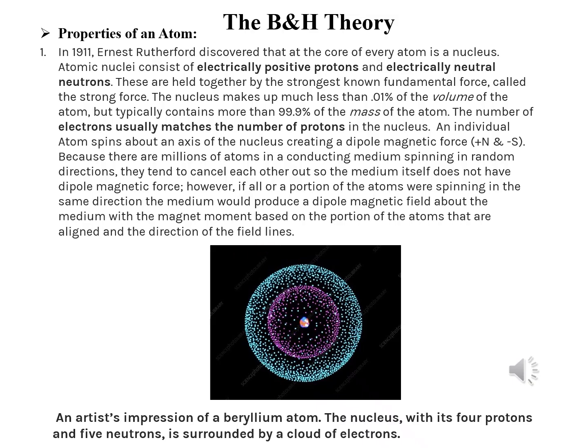Okay, so what we have here is an artist's impression of a beryllium atom. The nucleus with its 4 protons and 5 neutrons is surrounded by a cloud of electrons. Okay, so you can see in the middle here is your nucleus made up of protons and neutrons. And then what you're seeing on the outside, the purple haze and the blue haze, really are electrons that are orbiting about the nucleus at a given radius.